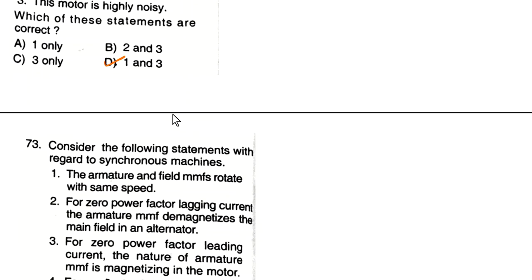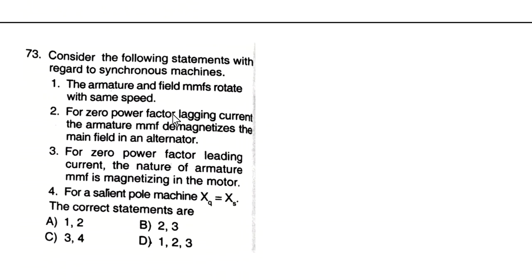Move to the next question in here, 73rd question. Okay. Consider the following statements which are related to synchronous machines. The armature MMF and field MMF rotate with the same speed. For zero power factor lagging current, the armature MMF demagnetizes the main field in the alternator. For zero power factor leading current, the nature of the armature MMF is magnetizing in the motor. For salient pole machine XD, the direct axis reactance, equals XQ, the quadrature axis reactance.